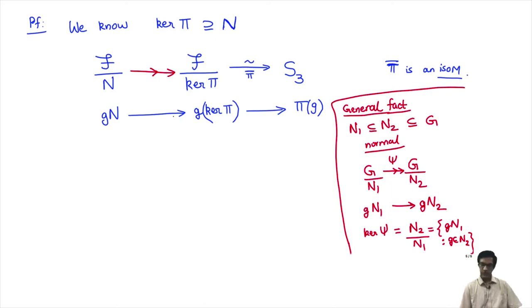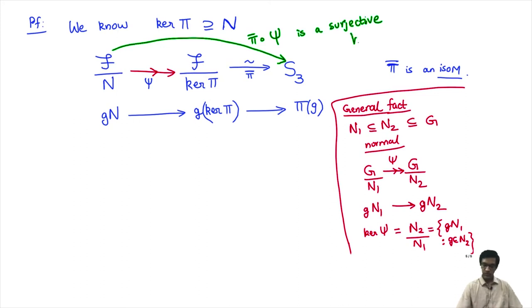Great. So I have managed to get a homomorphism from F by N, which surjects onto S3. Let's call this psi. In effect, let's just give the whole thing a name. This map from F by N to S3, which is just pi bar composed with psi, is a surjective homomorphism. Now, what we are trying to prove really is that N and the kernel of pi are the same. If that were true, then this map psi would be like the identity map between them, and this composition would just be the same as the original map pi bar.